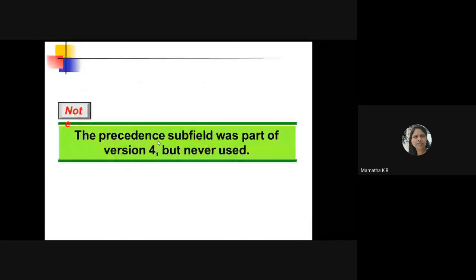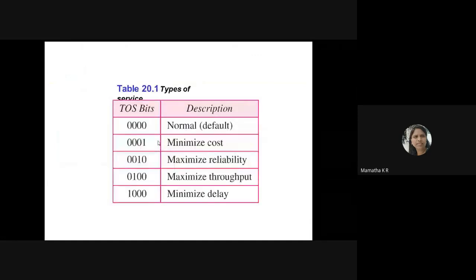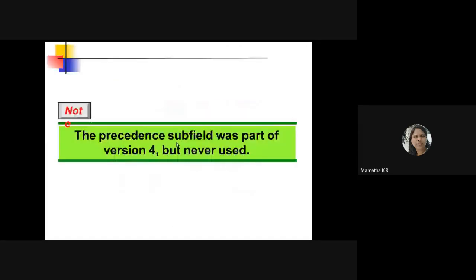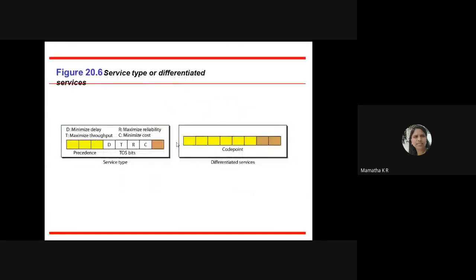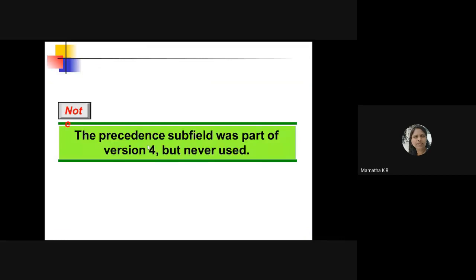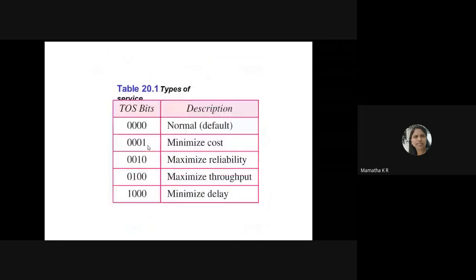Okay, and here, if it is 0000, then it is normal. Okay, it's a default. By default, it will be all four zeros. If this becomes 0001, it means minimize the cost. As I told you, in this case, C becomes 1. Okay, it indicates all others are 0, C is 1, then it has to minimize the cost. That is what is written here.